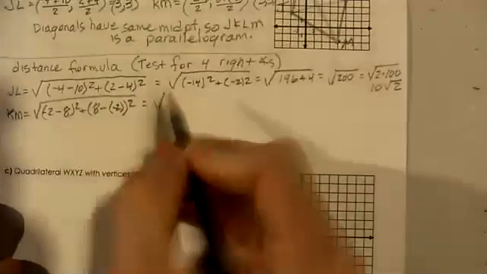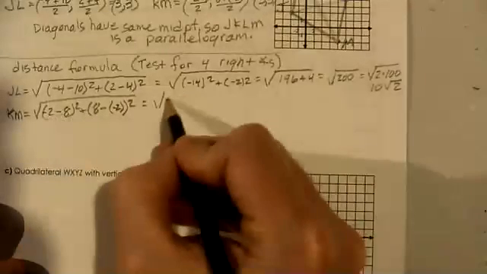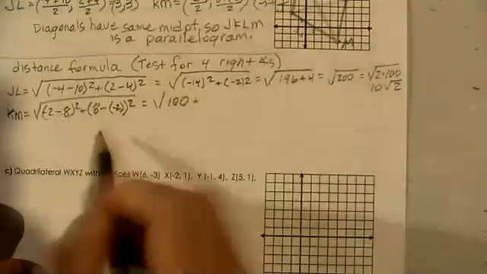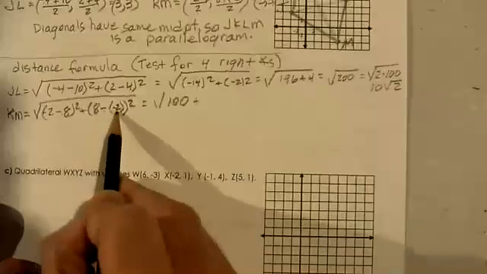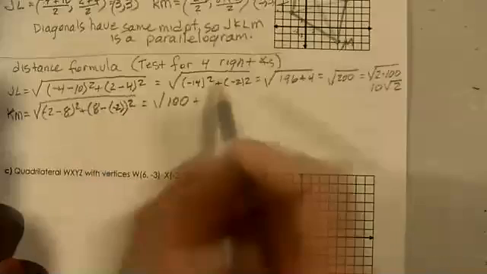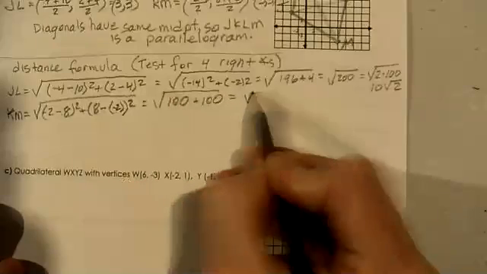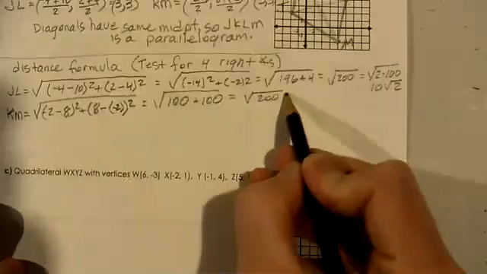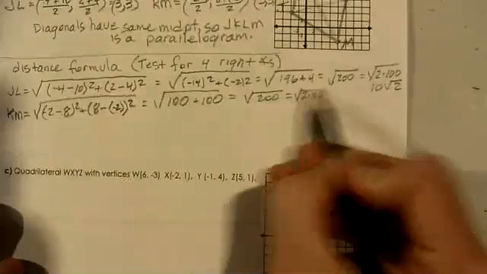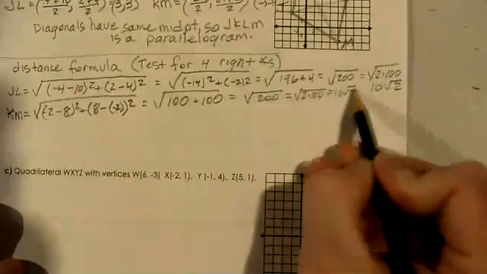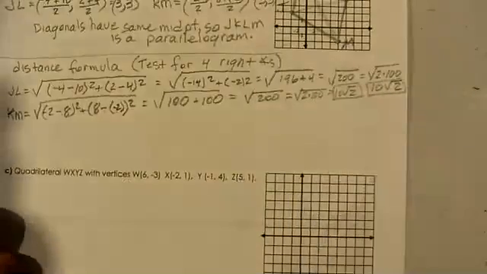All right. So here we're going to have -10, and we square that to give us 100. Here we're going to have 8 minus a -2, so that's 8 plus 2. That's 10 squared is 100. And yes, that is going to give us square root of 200, which we know breaks down into 2 times 100, which is 10 root 2. So both diagonals are congruent.